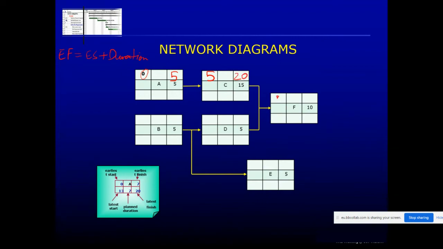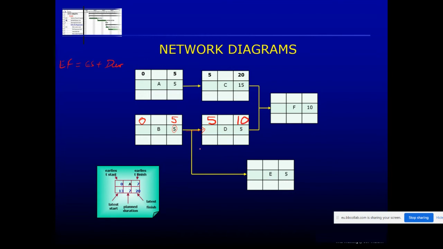Now we can't work out this one yet because we haven't worked out this sequence of activities. So let me just fill in those. Then we come to here. This also starts on day 0. This has got 5, so remember, our early finish equals early start plus duration. Remember that formula. So this is 5 because it flows from here. 5 plus 5 is 10.